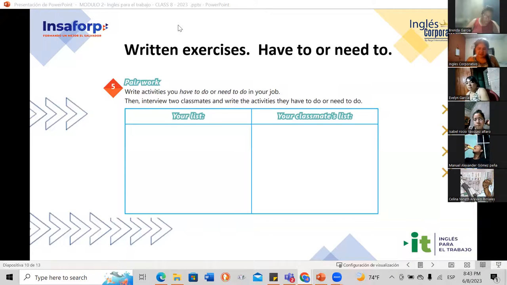Recordemos eso, que cuando estamos hablando de tercera persona, nunca vamos a incluir el I, porque I se refiere a nosotros, ¿ok? A hablar de nosotros. Pero si ya estamos hablando de ella, entonces ya no vamos a incluir I en esa oración. Ok, that was good. Thank you so much.